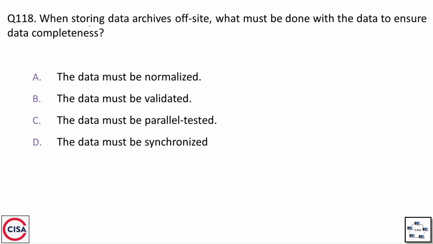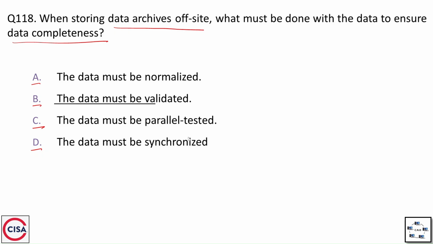Question number 118. When storing data archives offsite, what must be done with the data to ensure data completeness? Option A, the data must be normalized. Option B, the data must be validated. Option C, the data must be parallel tested. And option D, the data must be synchronized.